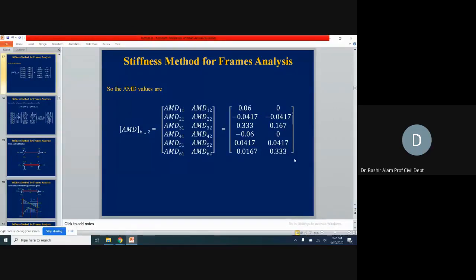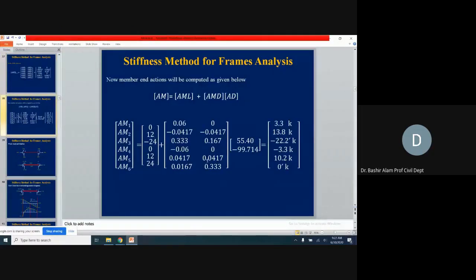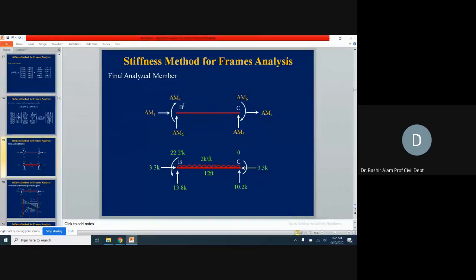Now, after this, we write this in equation form. We have AML, we have AMD, we have D also. And this way we find out all the member end actions. These member end actions we put on the sketch. So here now we have put all those values. If you check this joint B, it is exactly the same magnitude which we had for the BA member, but in the opposite direction. So all the support reactions and member end actions are known.